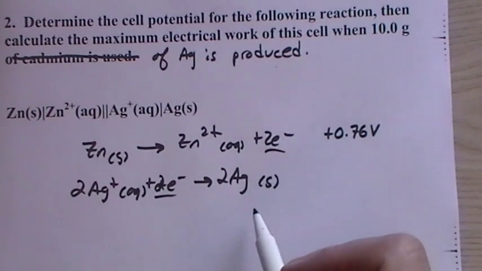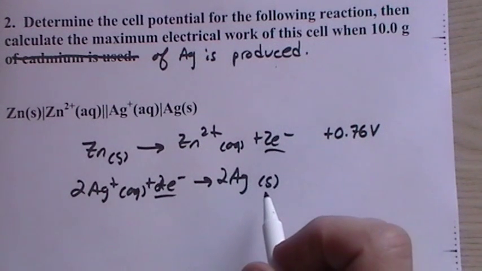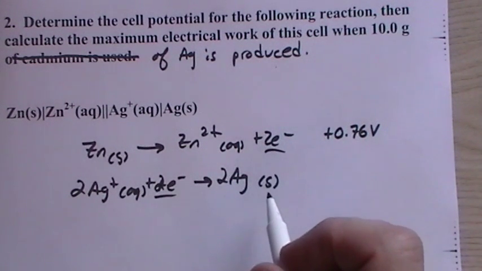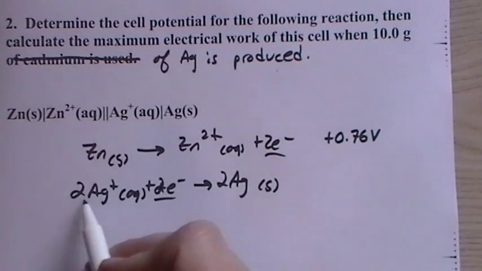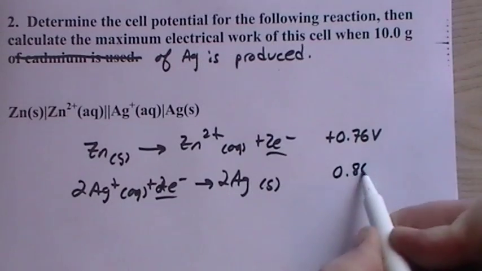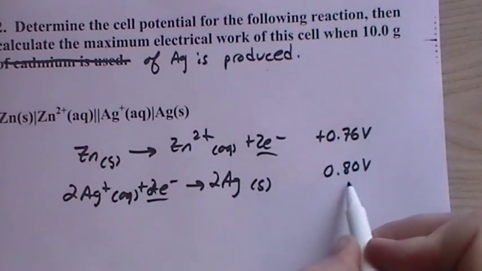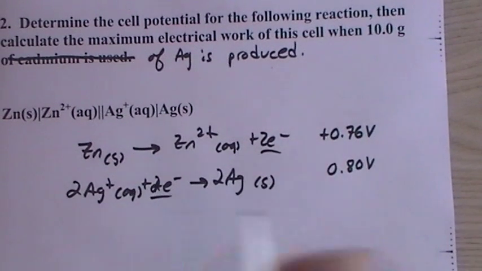Now we have silver. Silver is a reduction, so we leave it as is. Where is silver? It's down here, 0.8. And then we've multiplied by 2, so we have 0.8 here. It might seem like since we've multiplied by 2, we multiply this by 2. But remember, this potential is for silver alone.